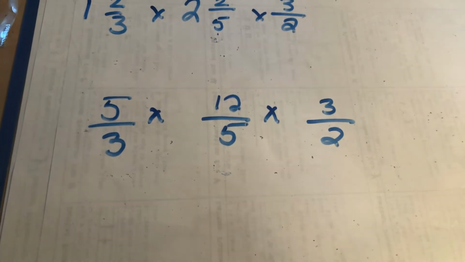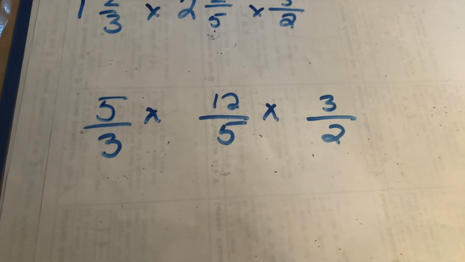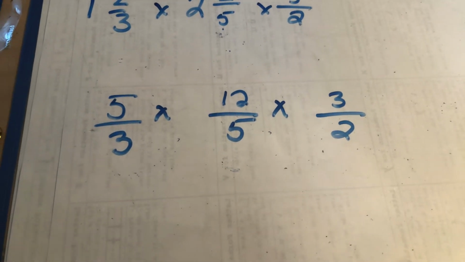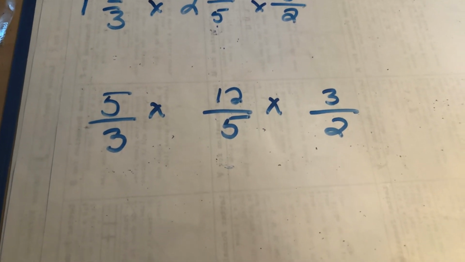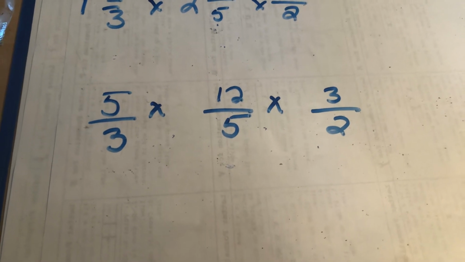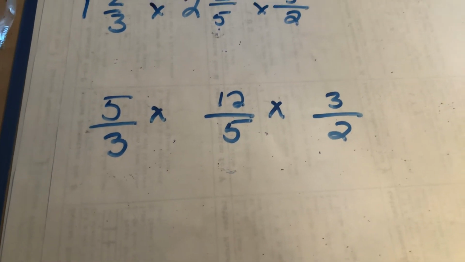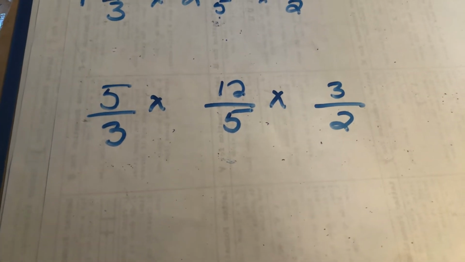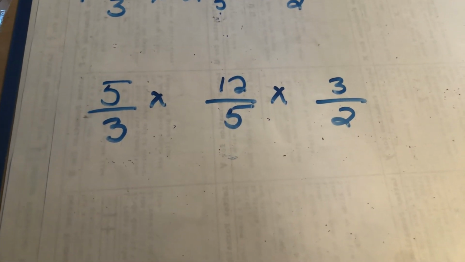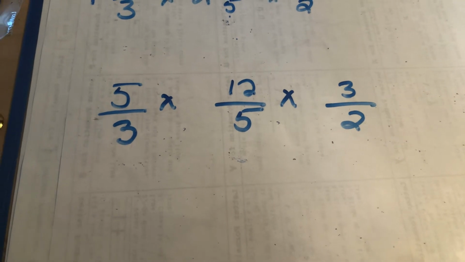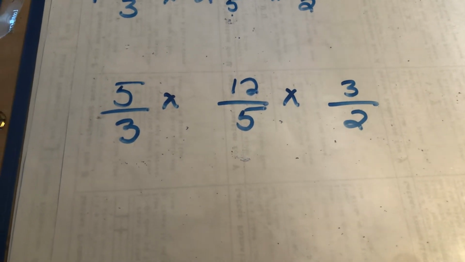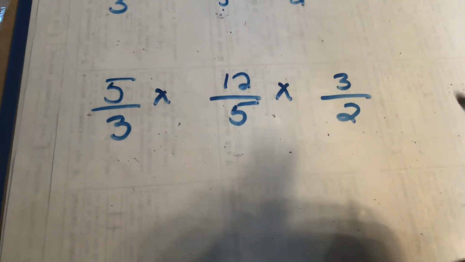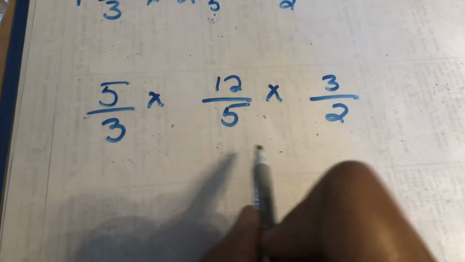I mean, we definitely could multiply 5 times 12 times 3 and get a product, and then multiply 3 times 5 times 2. That will definitely give us the answer, but we would have to do some big simplifying there. So let's try to find some numbers that we can possibly simplify down before we even have to go that route. So let's look at the first two.